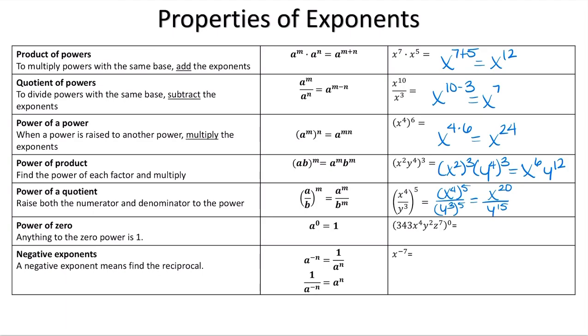Anything raised to the 0 power is 1. So if we have a to the 0, that's 1. If we have 343 x to the 4th y squared z to the 7th, all to the 0, that is still equal to 1. A negative exponent means we need to find the reciprocal. So if we have x to the negative 7th, that's going to become 1 over x to the 7th.